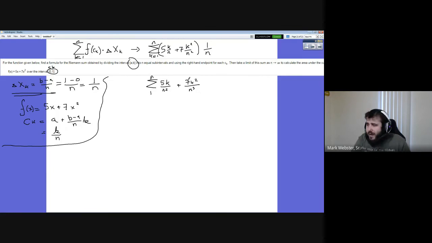And remember, we're allowed to distribute over a plus sign, and we're allowed to pull out anything other than k. This is, remember, k equals. Okay, so let's do that. We got 5 over n squared times the sum from 1 to n of k plus 7 over n cubed times the sum of k squared. Well, we know how to do that, right?